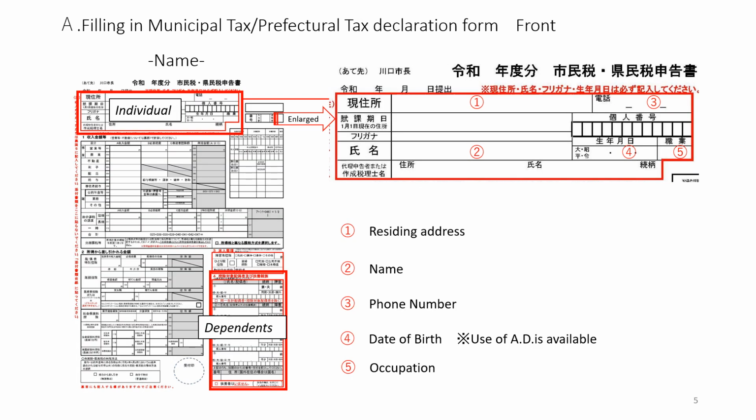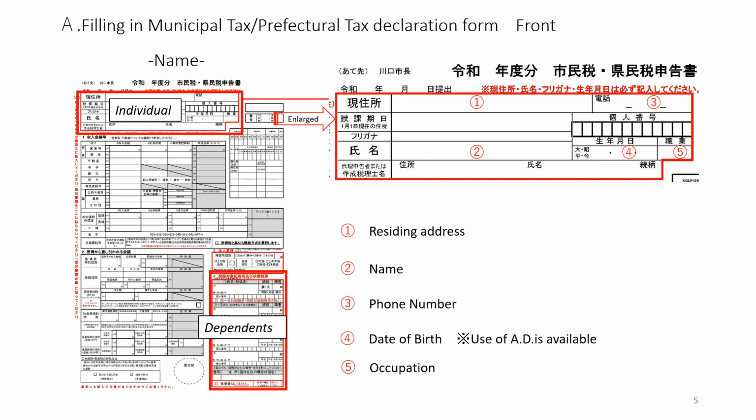From this page, let us see how to fill in declaration form. If you have a declaration form with you now, put it on the desk and proceed with your own form. First, please look at a section marked as individual and boxed with red line. We have enlarged it on the right-hand side. Be sure to fill in portions from 1 to 5.